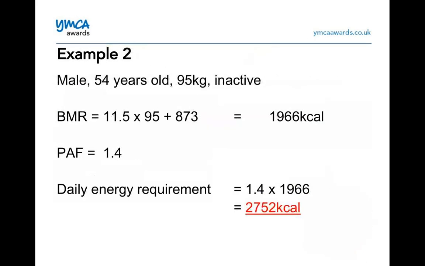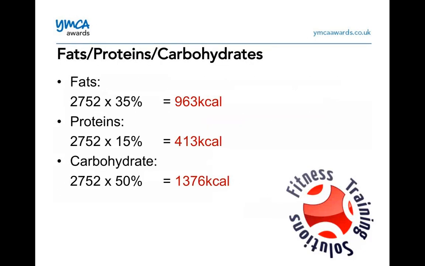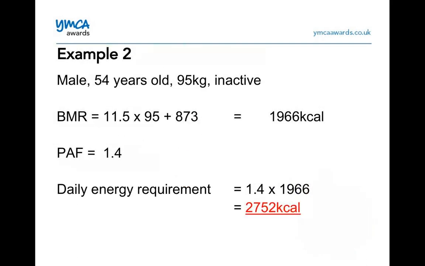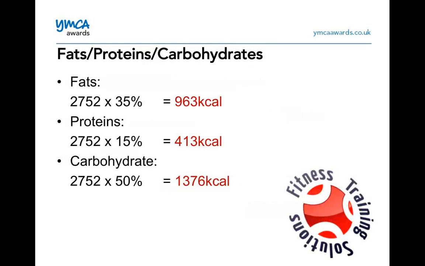Now, if we break that down into simpler terms, for example, this gentleman here, 2,752 calories is what he needs to consume as an inactive male. If you look at his percentages based on the UK guidelines of 35% fats, 15% protein, and 50% carbohydrates, you take those calories and times them by those percentages, and it gives you the total calories that they should be consuming.